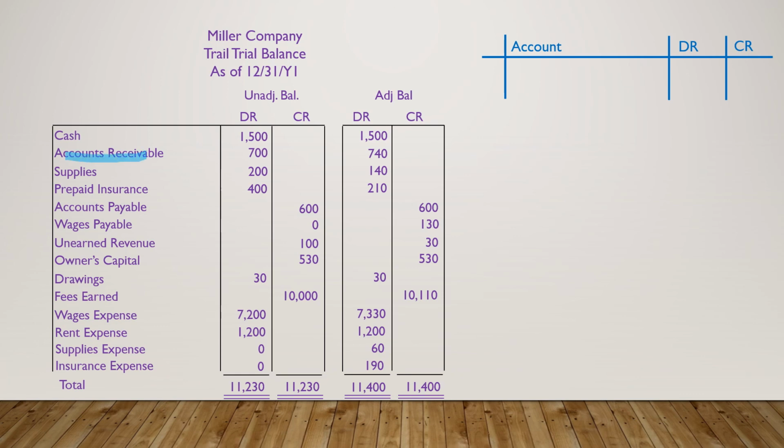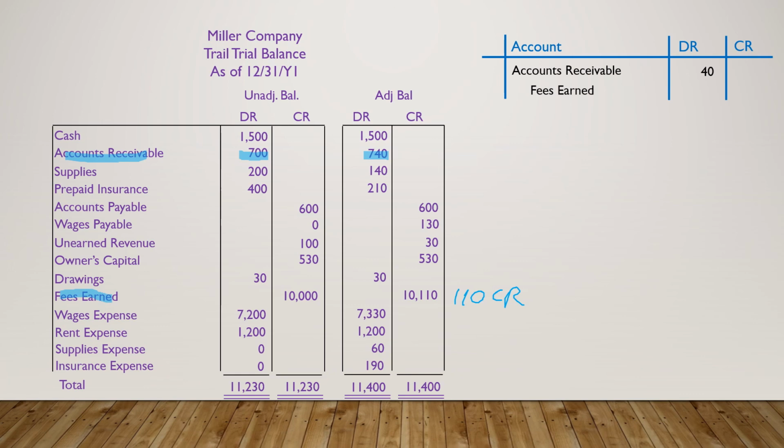which went from a $700 debit to a $740 debit, meaning it was debited for $40. When we debit AR in our adjusting entries, we're accruing for revenue we've earned but not yet received. So fees earned should be our credit. However, when we look at fees earned on the trial balance, we see that it was credited for $110, not $40. What happened is at least two adjusting entries credited fees earned.